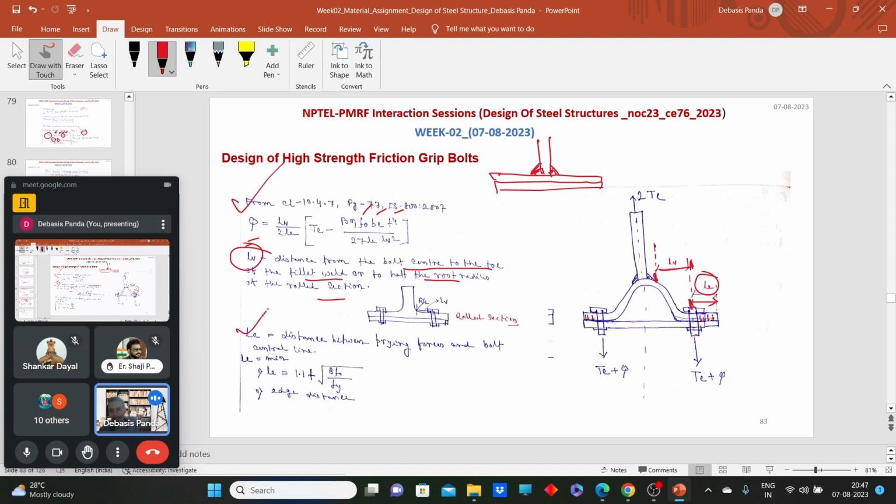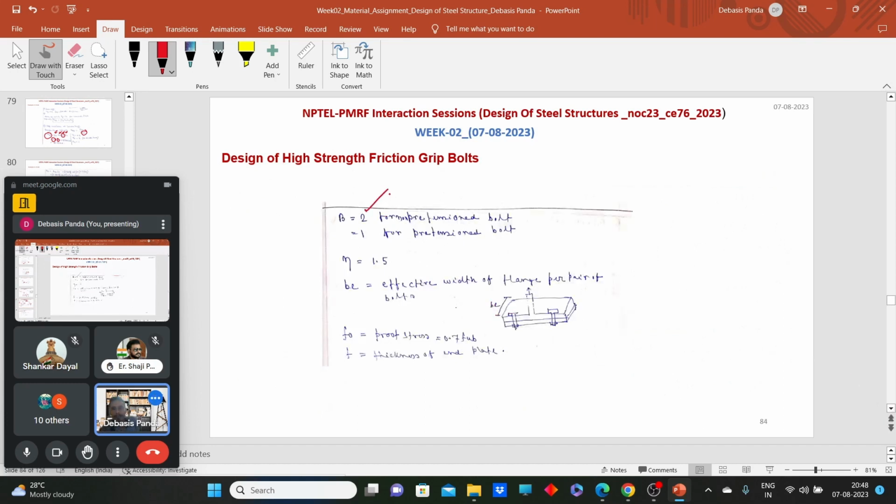So how can we calculate Le? To calculate Le, there is also a formula: 1.1 T under root of beta f naught by fy. What is that beta? It's a parameter that depends on whether we are applying pretension to the bolt or not. Beta is 2 for non-pretensioned bolt, and beta is 1 for pretensioned bolt. And fo is the proof stress. When we go into a design problem, we can understand these things quickly.